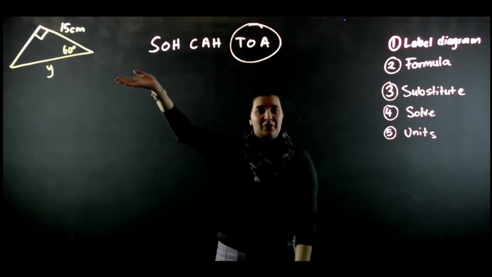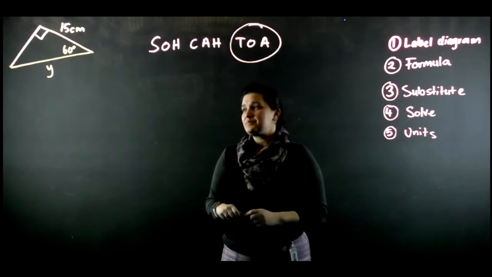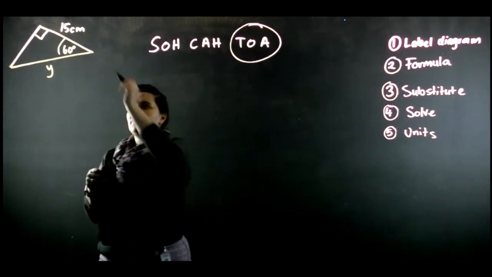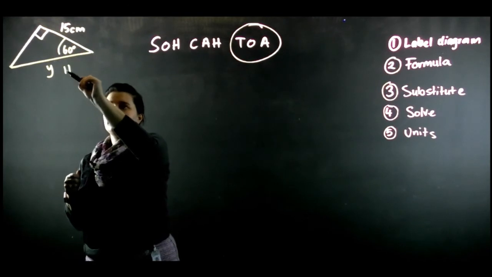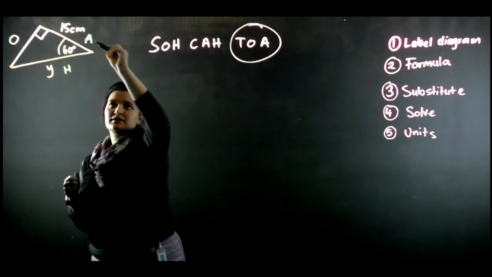Okay, we have a new question. So I'm looking at my process. I need to label this diagram. So with respect to this angle, I've got hypotenuse, opposite side, adjacent side.